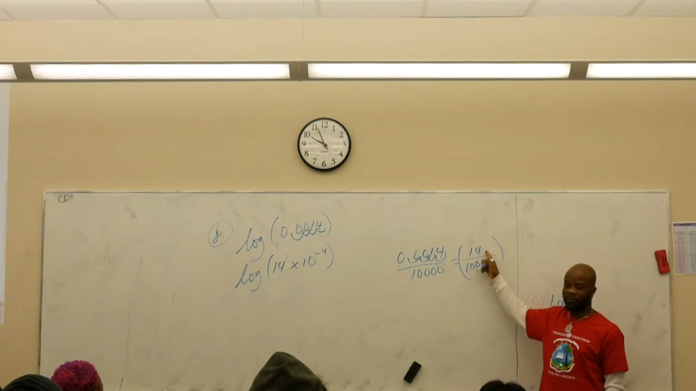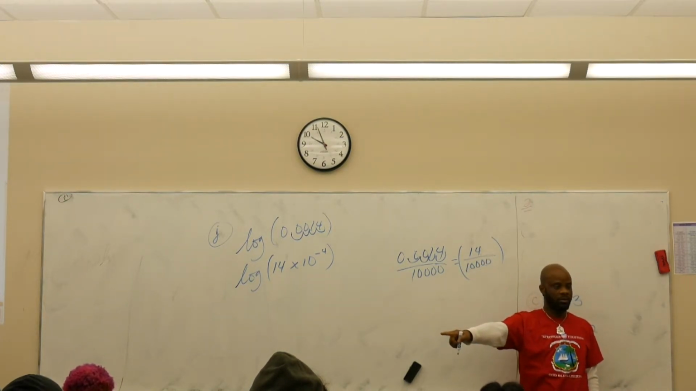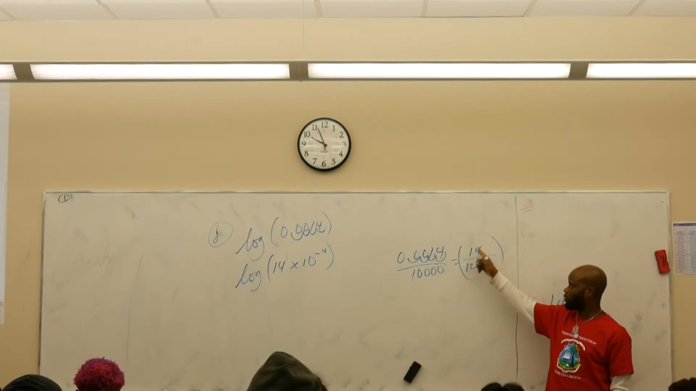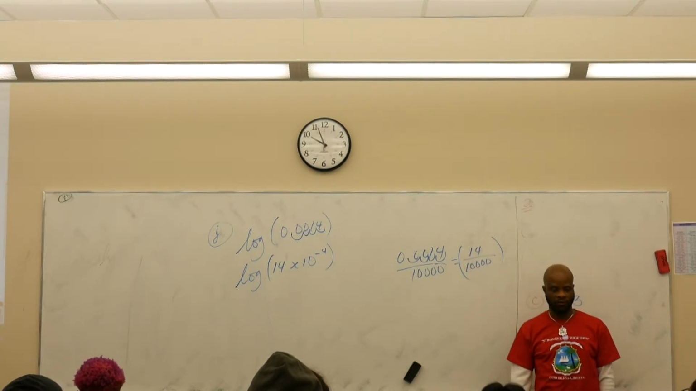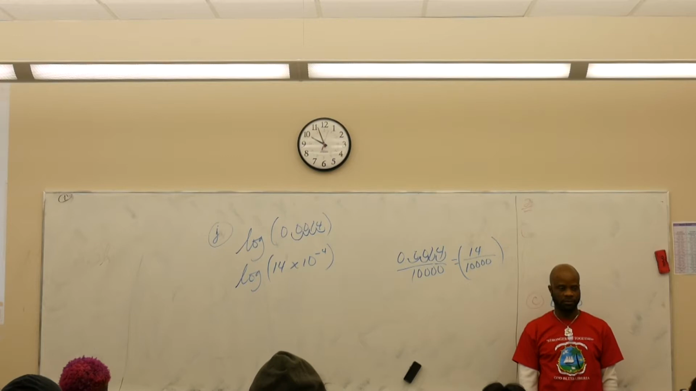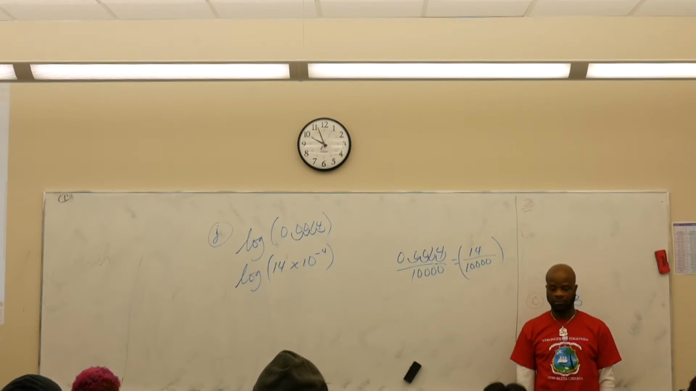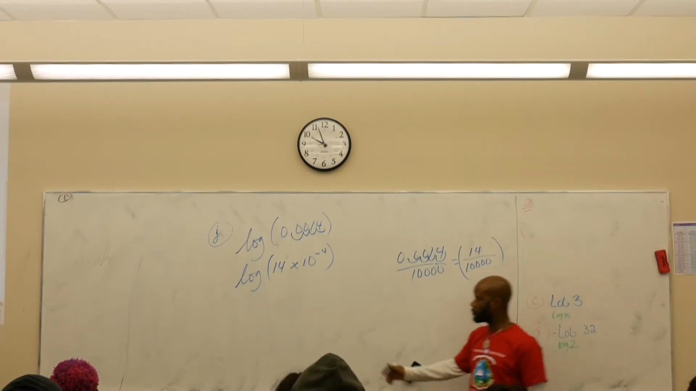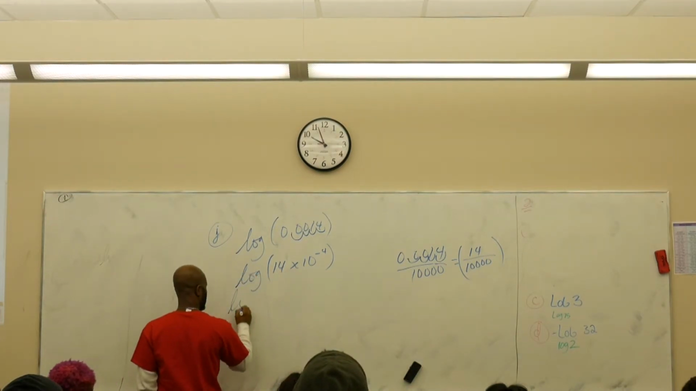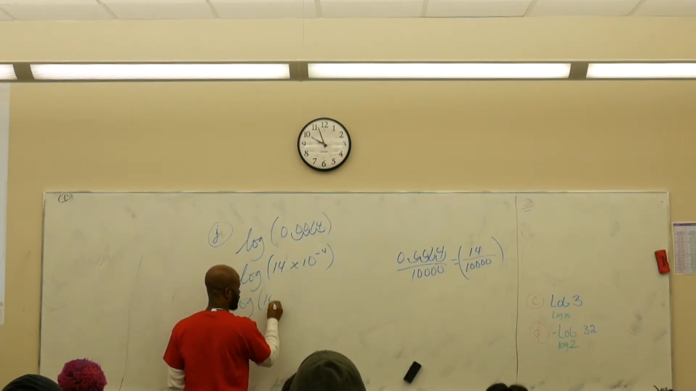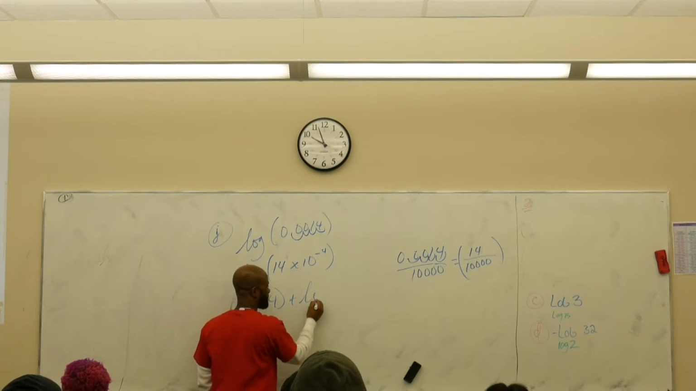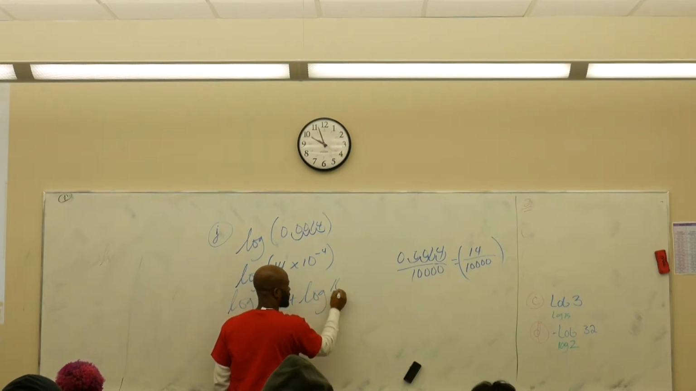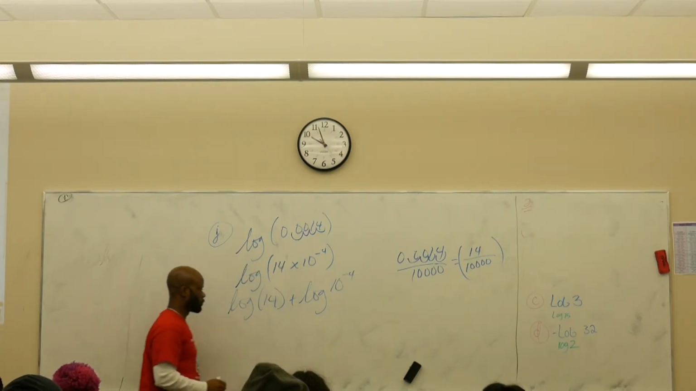Because again, when we are dividing, we subtract, right? So we have the log of 14 minus the log of 10,000. You can do that. If you're lost on scientific notation, you go back to learn how to convert fractions. So this is the log of 14 plus the log of 10 to the negative 4.